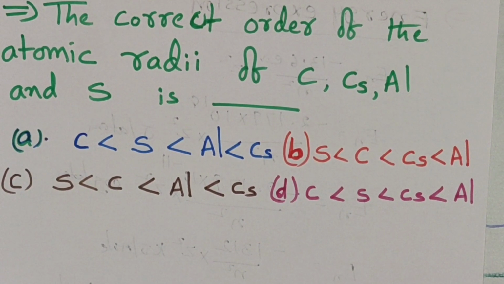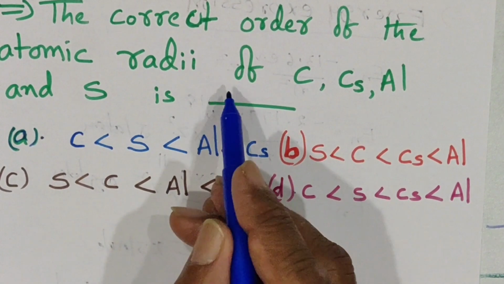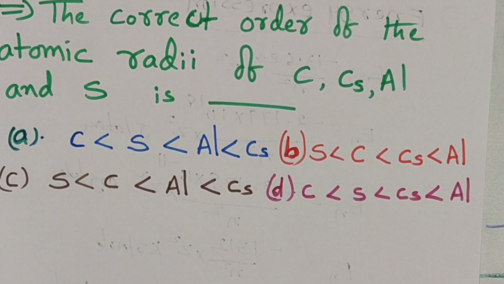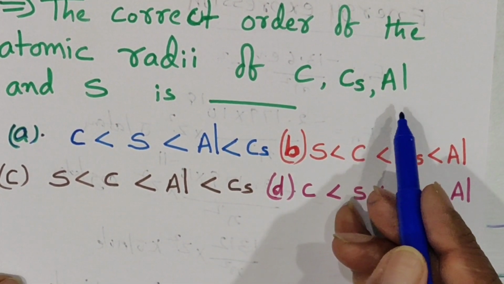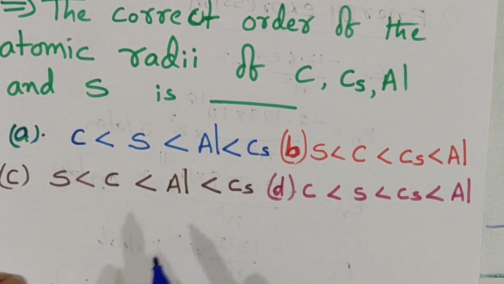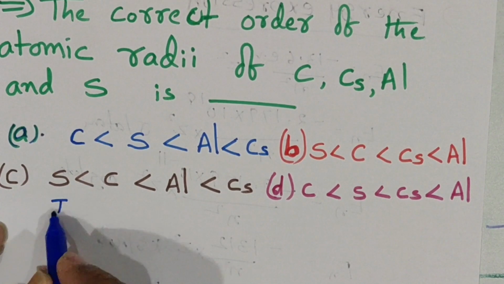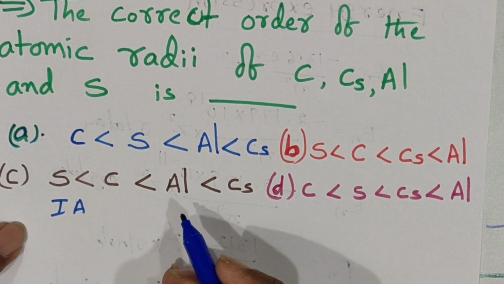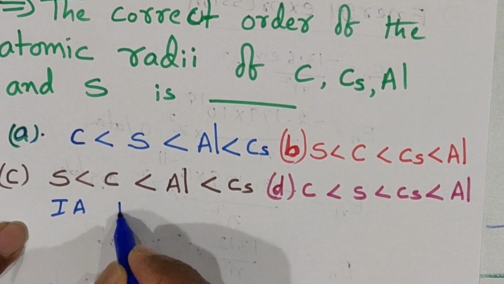This is the given example. You have to observe the correct order of the atomic radii of carbon, cesium, aluminium and sulfur. Now in this you have to observe first: these given elements belong to which group? First you have to identify that. Here, cesium is the first A group element. That is the last but one, that is bigger in size. Next one, aluminium. Aluminium is the third A group.